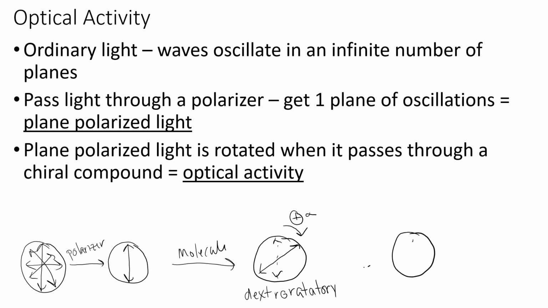The other direction that we could see with this is going to be the counterclockwise direction. So this would have a negative alpha associated with it. And this would be our levorotatory directionality that we would be looking at. So what we're going to see is that one of the enantiomers will rotate clockwise, one of the enantiomers would rotate counterclockwise.